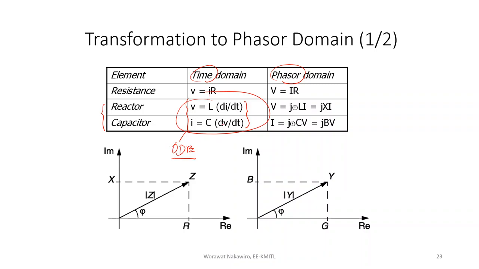If you have just a single storage element, meaning either a reactor or a capacitor, only one type in the circuit, that would generate an equation of the first order. That is called a first order circuit. If you have two types of storage elements present in a circuit, that would generate second order differential equations, and you would have to think about which mode of oscillation it is, whether critically damped, underdamped, or overdamped. All right, that's what you learned from circuits.